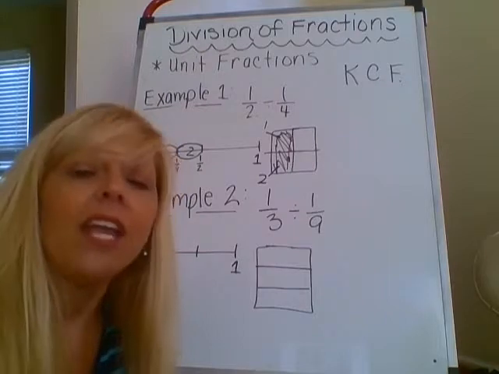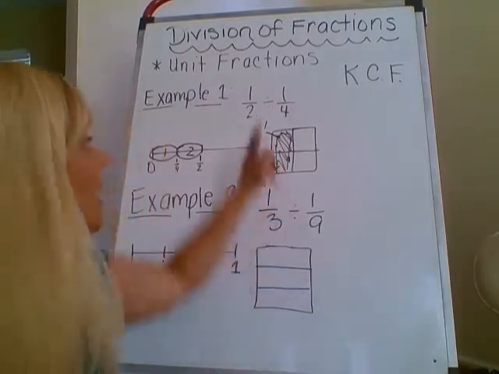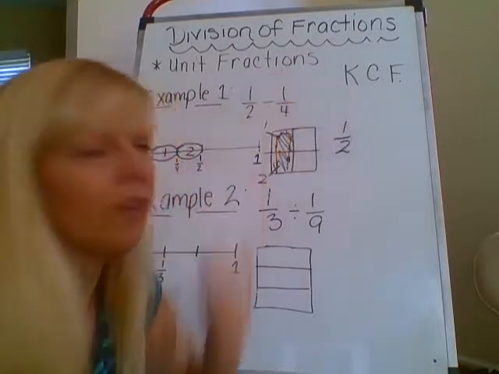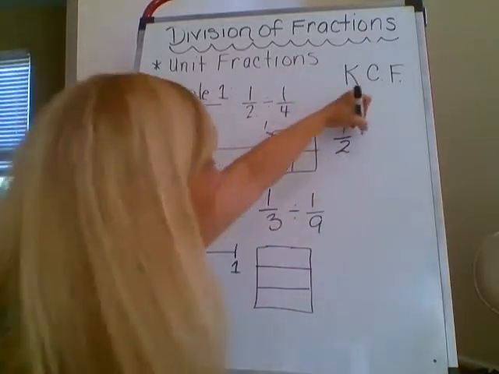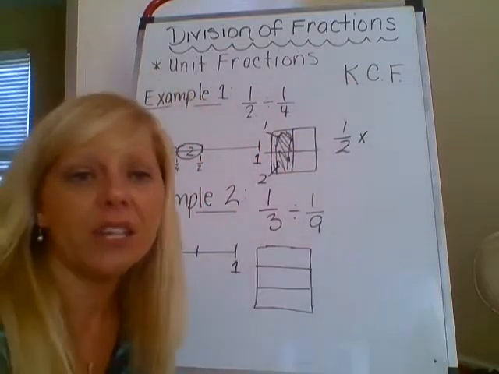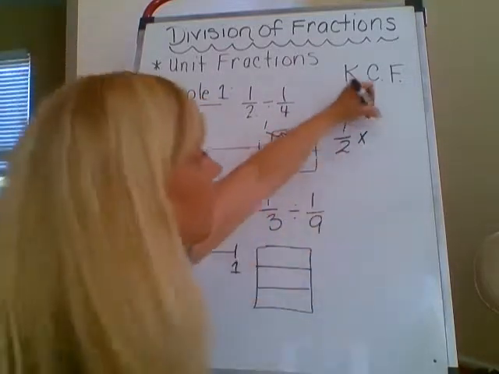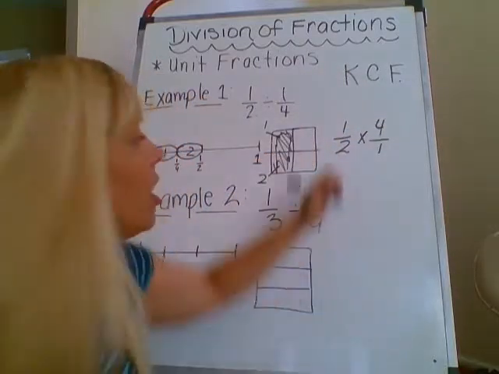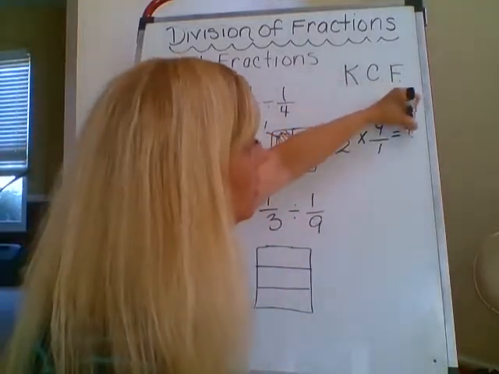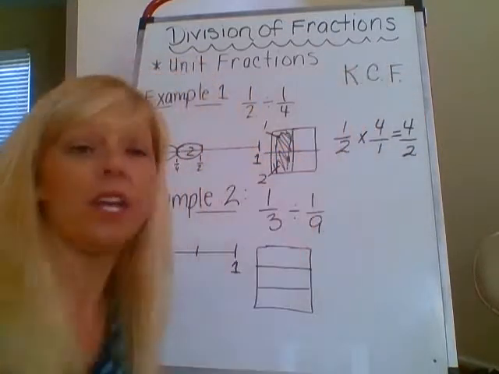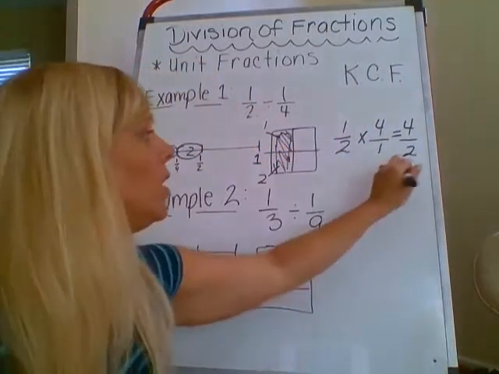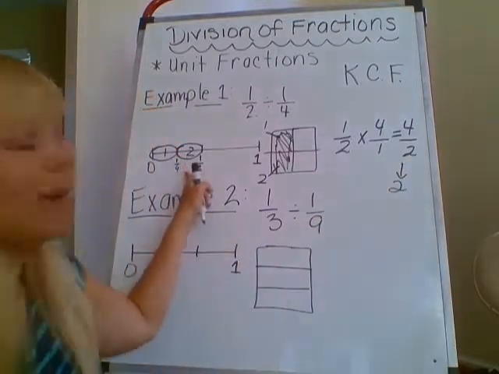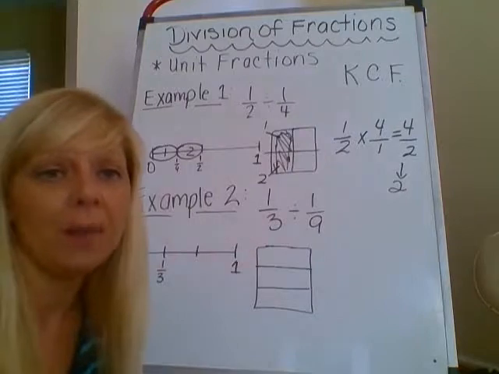All right. And then if I use my keep change flip, again, I'm going to keep my dividend, change the operation to multiplication, and take the reciprocal, or flip, the divisor. And then if I multiply straight across, I have 1 times 4 and 2 times 1. So that is 4/2, or 2 in simplest form. So just like what I got on my number line and on my area model.